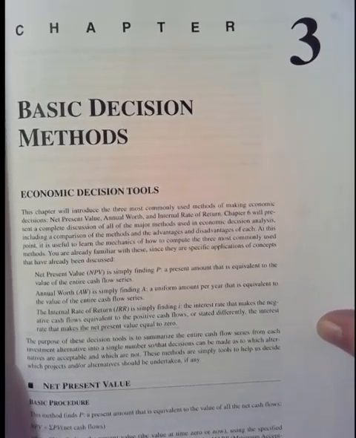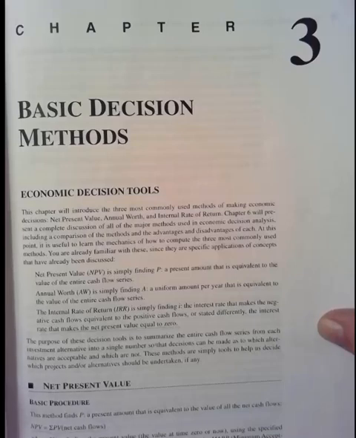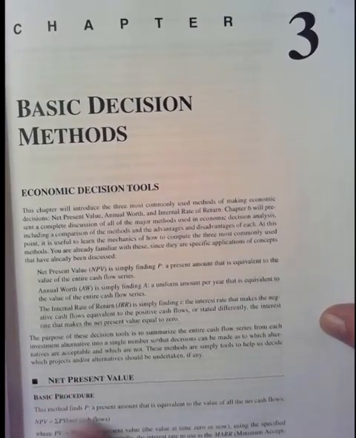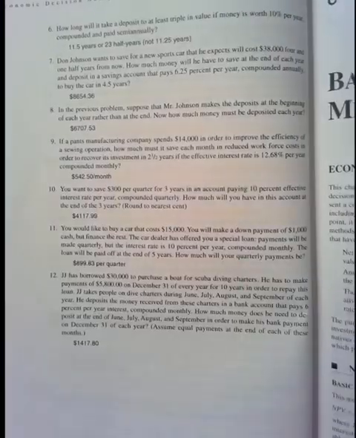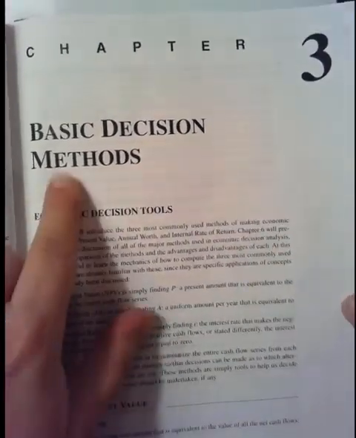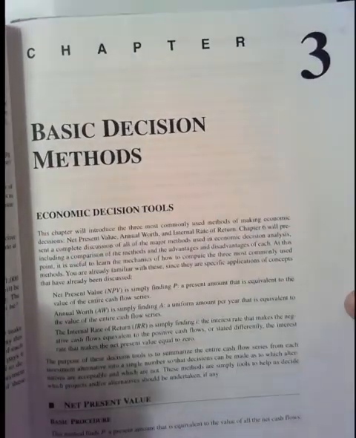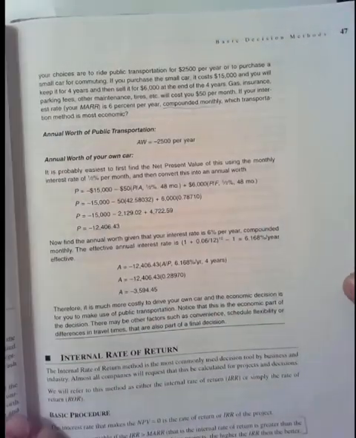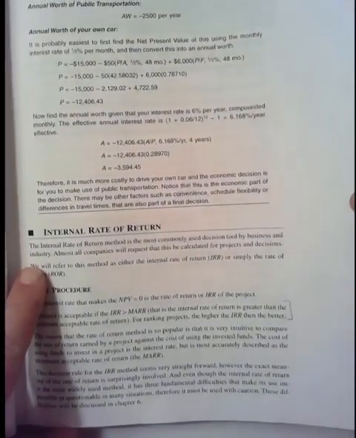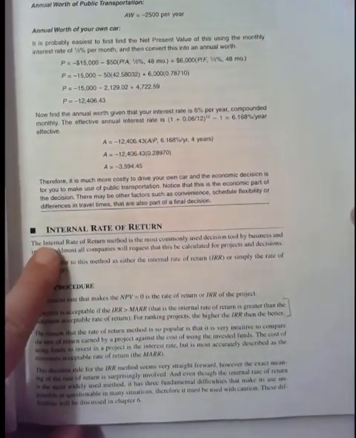So Chapter 3 basically adapts two tools that we learned in Chapter 1, the present value and the annuities, and now calls them net present value and annual worth. And these two are introduced as basic decision methods. Then it introduces one new tool, and that is the internal rate of return, as you can see on page 47.